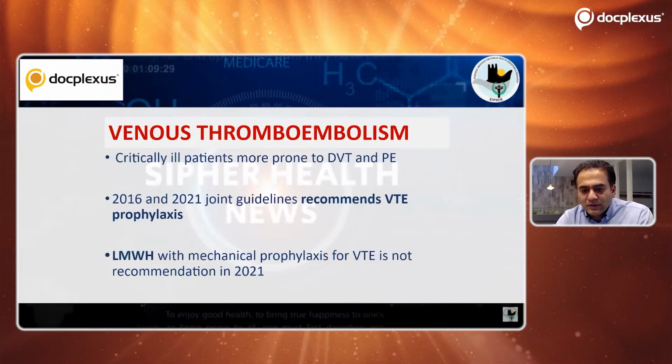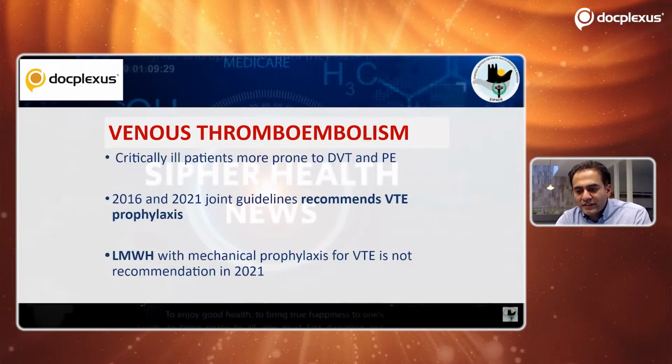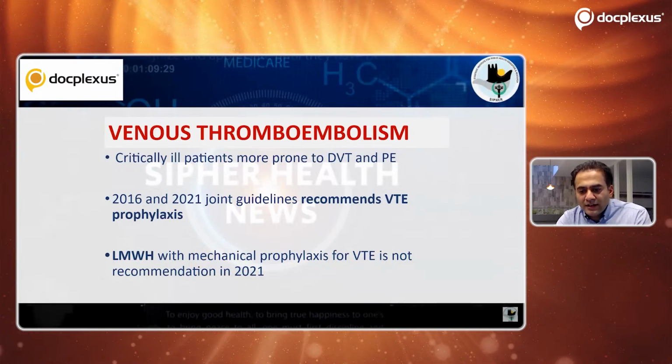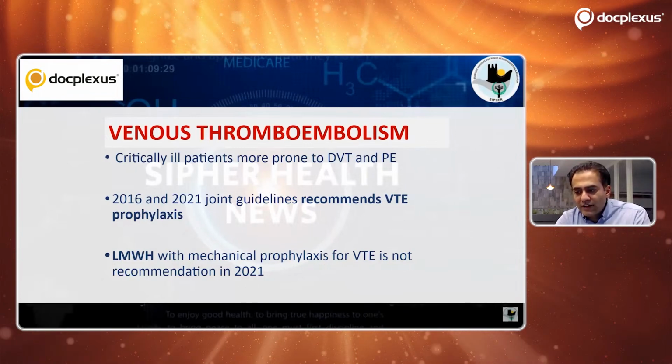Venous thromboembolism. All critically ill patients are prone to DVT and pulmonary embolism. So the 2016 and 2021 guidelines jointly recommend venous thromboembolism prophylaxis. And for that, we use low molecular weight heparin like enoxaparin or dalteparin, and it should be used in all these patients because they are all prone to venous thromboembolism.